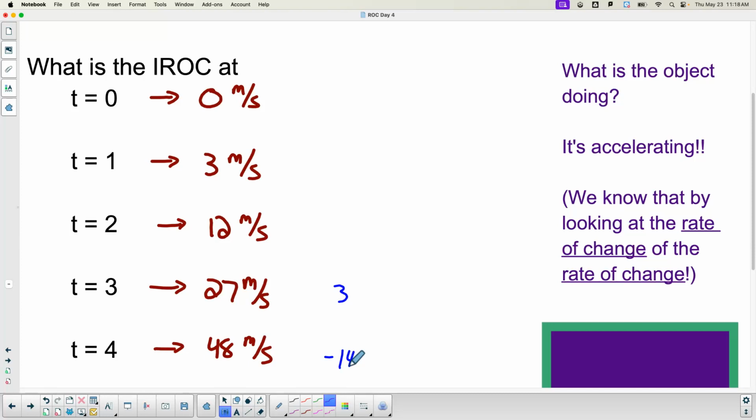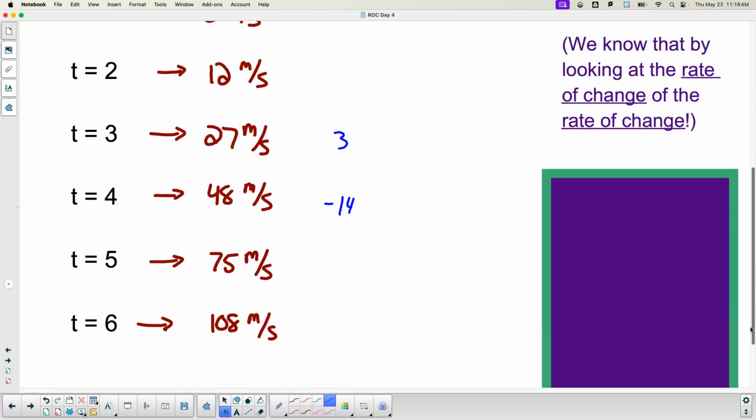Alright. And then let's go even further. So now we're going in the negative, and let's say that this was negative 31, and then negative 47, and so on and so forth. What can you tell me about the object here in that 4 to 6 second range? Tell me if it's accelerating or decelerating. It's accelerating the other way. It's accelerating backwards. Okay, it's getting faster. The rate of change is getting faster, so the velocity is getting bigger, but it's going in the opposite direction.